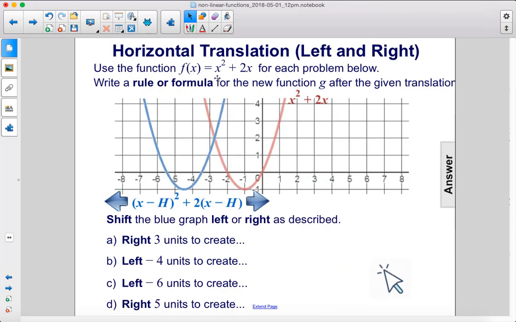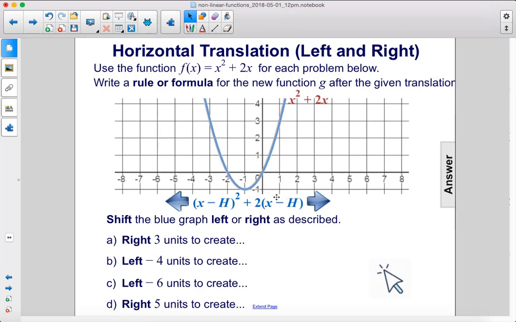Use the function f of x equals x squared plus 2x for each problem below. Write a rule or formula for the new function g after the given translation. So we have here in red x squared plus 2x, and here we have our new graph g of x, which is going to be x minus h squared plus 2 times x minus h. So wherever we see x here, that x will become x minus h.